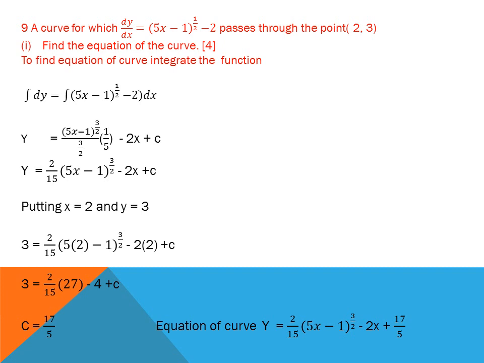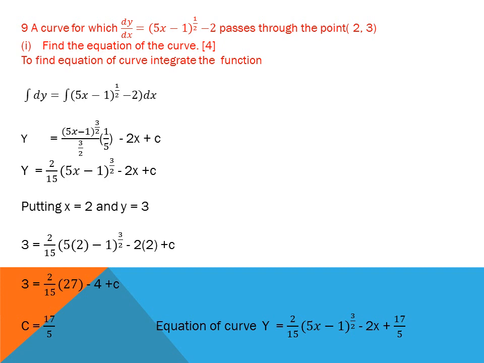The derivative of 5x minus 1 is 5, so the integration of (5x minus 1) carries 1 by 5. Minus 2: the integration of 2 is 2x. The integration of a constant is x, and the derivative of x is a constant. These are inverse to each other. So y is equal to 2 by 15, (5x minus 1) to the power 3 by 2, minus 2x plus c.